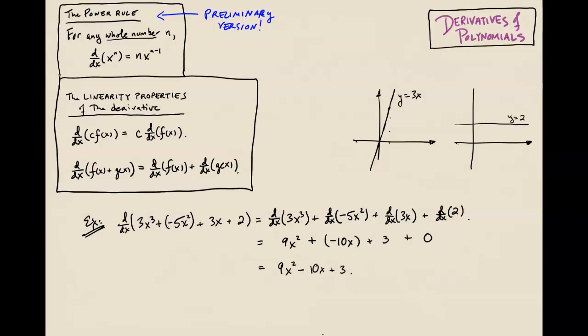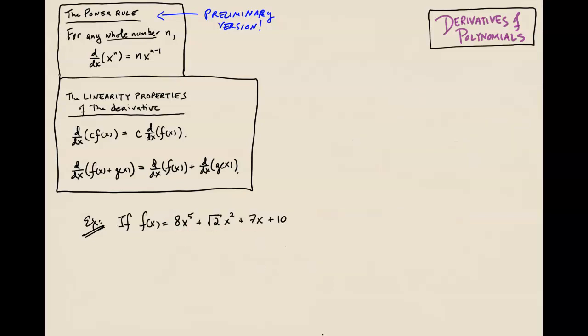Now, I spelled out every little bit in this first example. In practice, one takes the derivative of a polynomial just by writing it down all at once. For example, if f of x is 8x to the 5th plus root 2 x squared plus 7x plus 10, which may look familiar because this was the polynomial I wrote down in the first minute of this video, then its derivative, f prime of x, is, let's see if we can just write it down in one shot. We know we can take derivatives term by term, thanks to our second linearity property. So the first term's derivative is 40x to the 4th, and to that we'll add the second term's derivative, which is going to be 2 root 2 x.